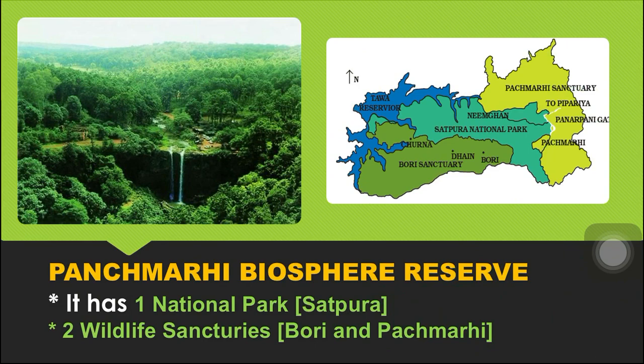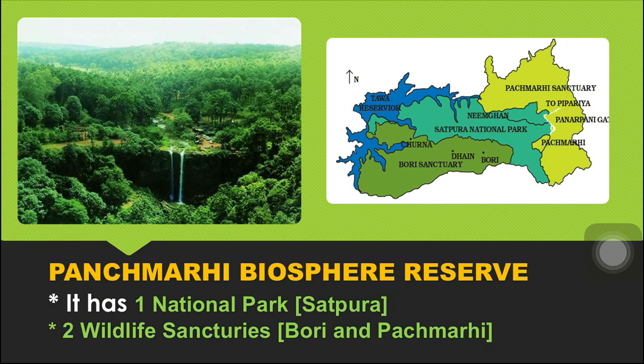On the left side you can have a look at how this biosphere reserve looks, and on the right side you can see the detailed map highlighting the different areas, different segments of this biosphere reserve. It contains one national park, which is Satpura National Park. You can see it in the middle, in the center of the map, in light blue color. That is your Satpura National Park.